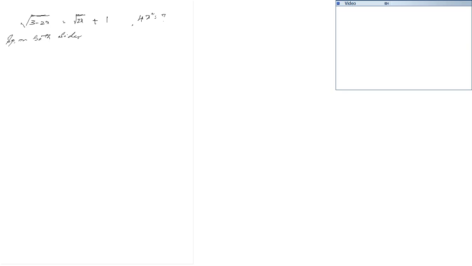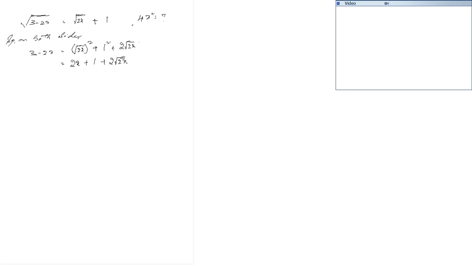3 minus 2x is equal to, a plus b whole square formula we have found. So root of 2x whole square plus a square plus b square plus 2ab, that is 2 root 2x. So root of 2x whole square becomes 2x, plus 1, plus 2 root 2x. Now I want to get rid of root, right? So get all like terms on one side, unlike terms on another side.